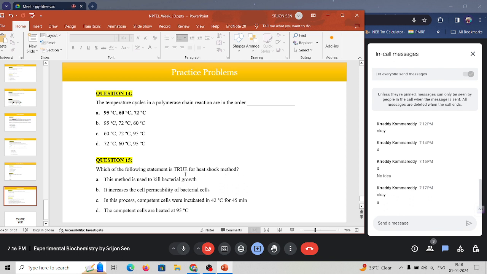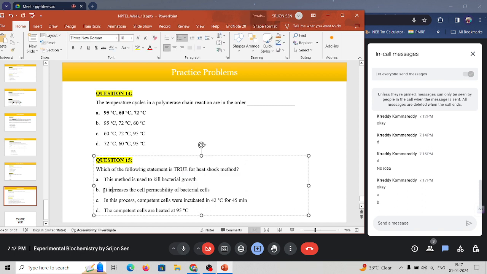The last one, which of the following statements is true for the heat shock method? This method is used to kill bacterial growth. It increases the cell permeability of bacterial cells. In a process, the competent cells were incubated at 42 degrees for 45 minutes, and the competent cells are heated at 45 degrees centigrade. So which of the following statements is true for the heat shock method? Fantastic. It increases the cell permeability of the bacterial cells. So option B is correct.